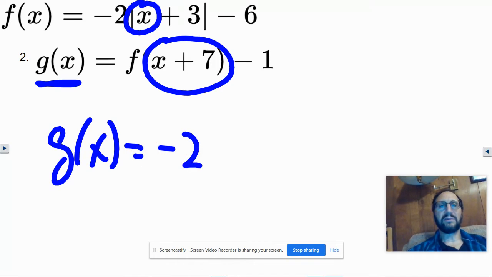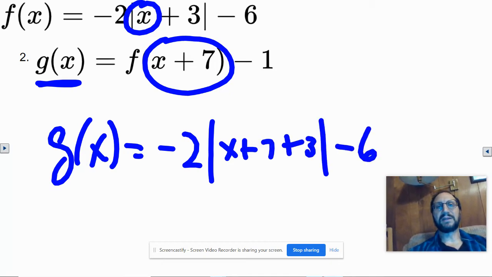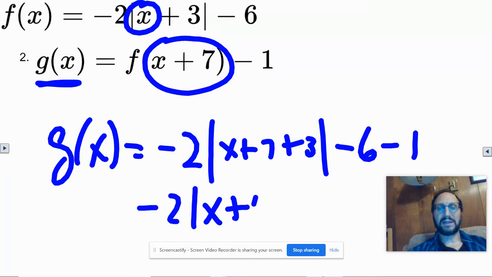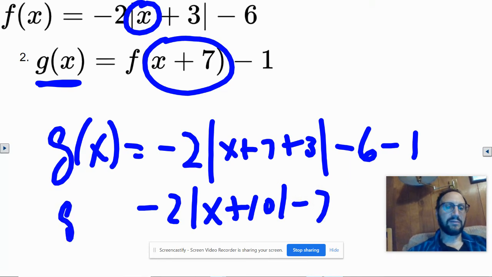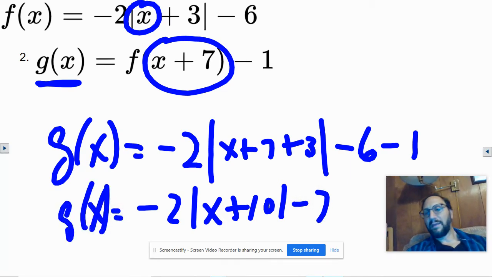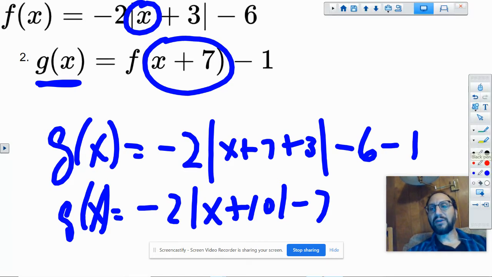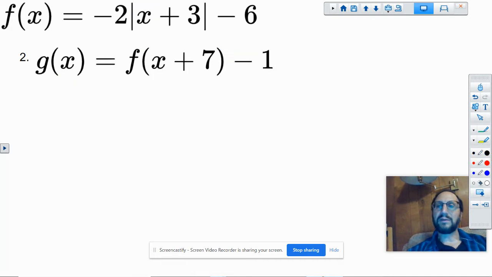We take negative 2. Instead of x plus 3 in the absolute value, it's going to be x plus 7 plus 3, minus 6 from the original problem, and then minus 1 from our new problem that says we're shifting to the left 7 and down 1. So here we go. We can just simplify inside here. Of course, that's x plus 10 minus 7, g of x equals, and there it is. So those are the two types of problems that deal with functional notation and with written words, so you can see what's going on.